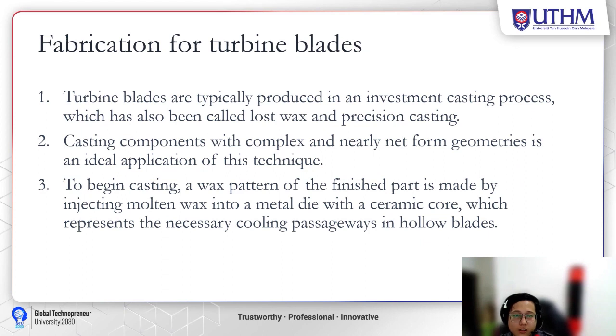For the fabrication, turbine blades are typically produced in an investment casting process, which has also been called lost wax and precision casting. Casting components with complex and nearly net form geometry is an ideal application of this technique. To begin casting, a wax pattern of the finished part is made by injecting molten wax into the metal die with the ceramic core, which represents the necessary cooling passageway in the hollow blade.